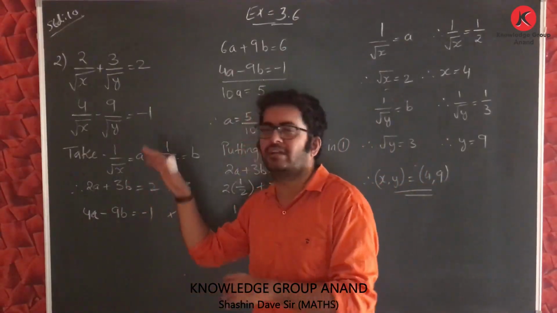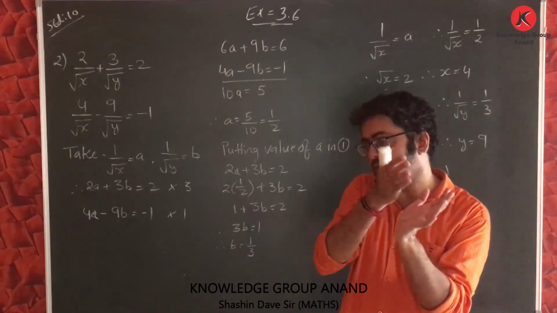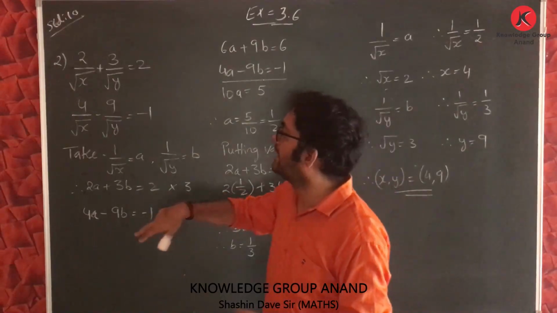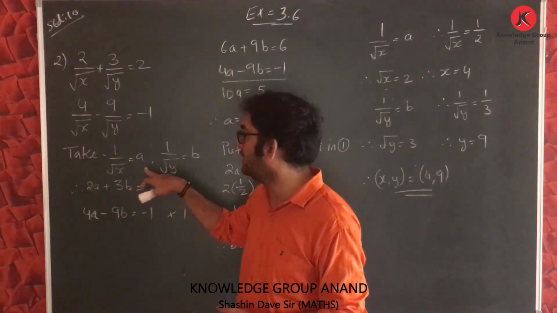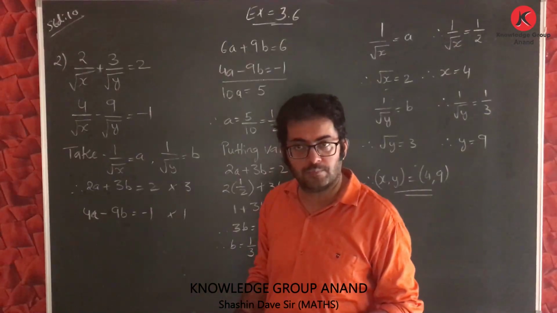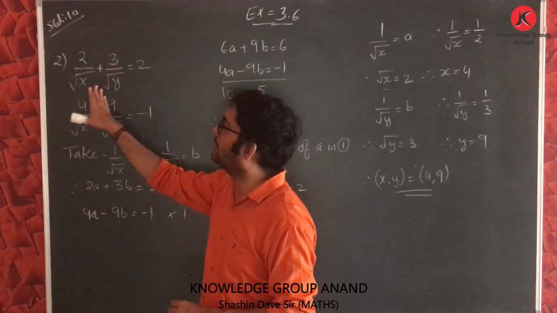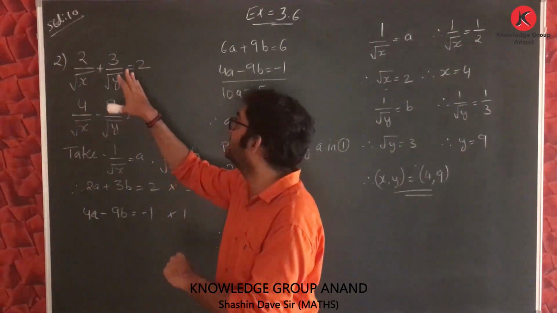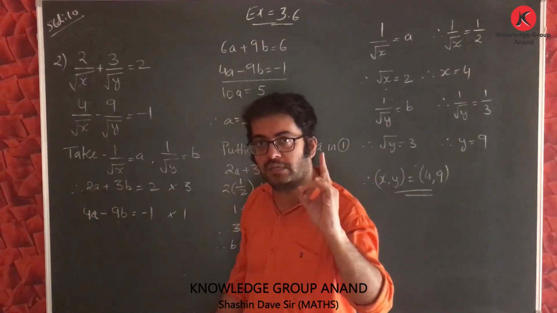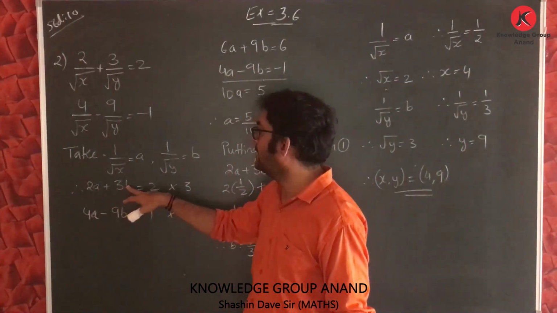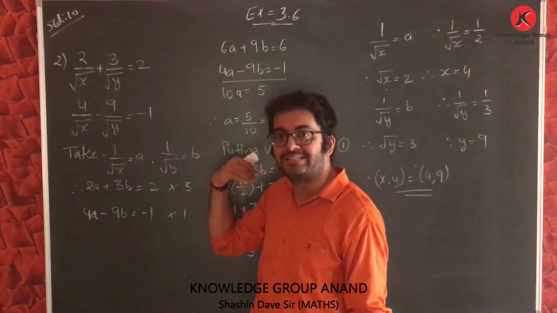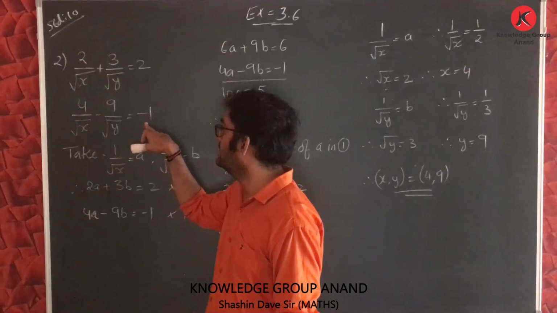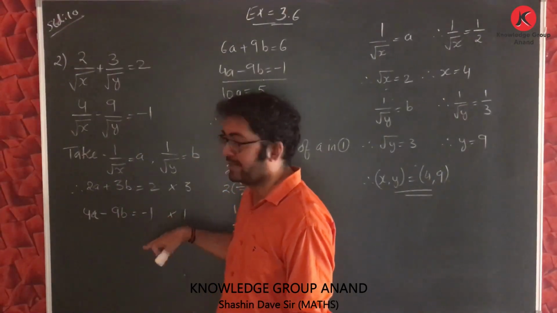So again, what is in the denominator? The denominator part which is attached with x and y has to be taken as some constants a and b. So here I will take 1 upon root x is equal to a and 1 upon root y is equal to b. So this can be written as 2 into 1 upon root x, so this becomes 2a plus 3 into 1 by root y, that is 3b is equal to 2. So my first equation over here is 2a plus 3b is equal to 2. Similarly, second equation is 4a minus 9b is equal to minus 1.